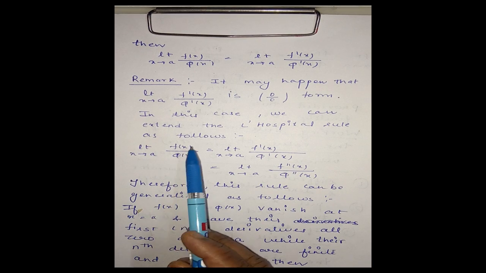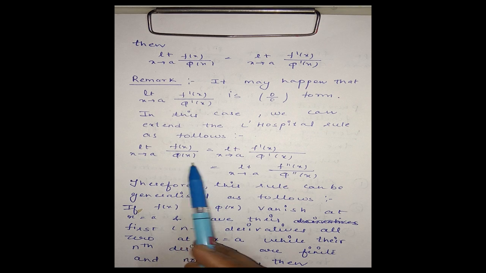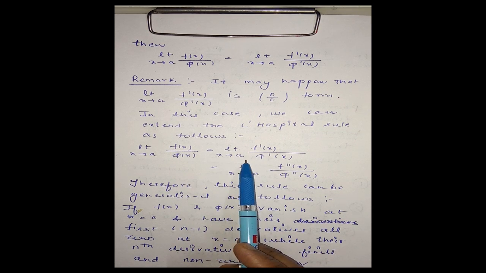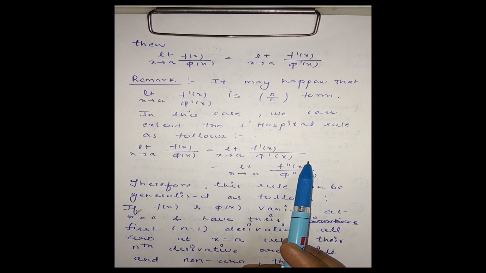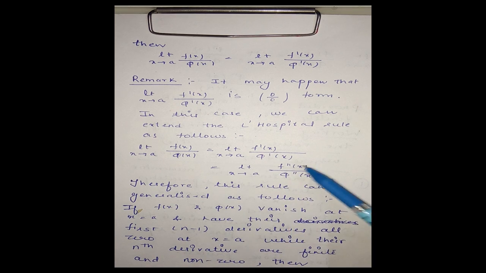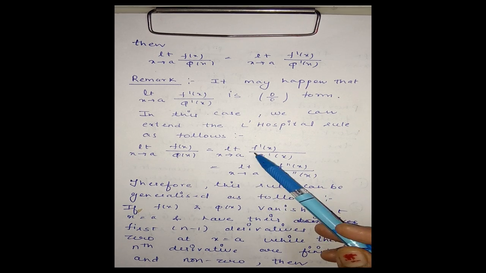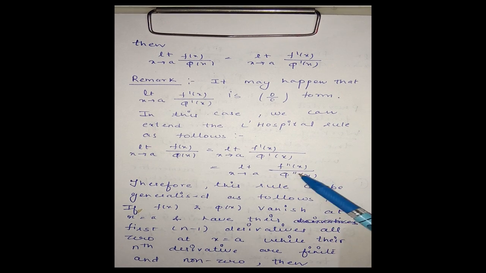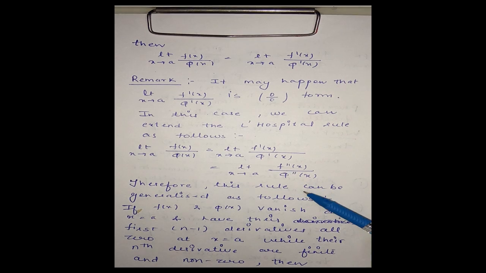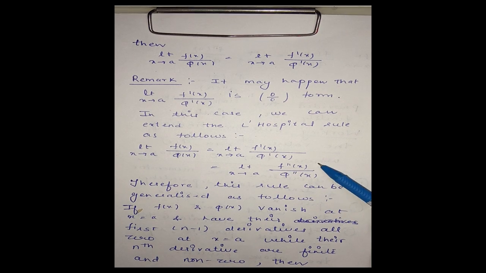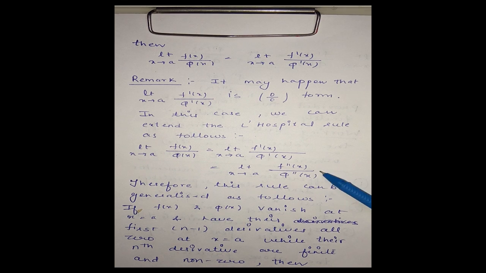Limit x tending to a, f of x divided by phi of x, which was equal to limit x tending to a, f dash x by phi dash x by L'Hopital rule. It can be further written as limit x tending to a, f double dash x divided by phi double dash x. Again we are differentiating numerator and denominator, taking second derivative of numerator and denominator, but separately, not applying the quotient rule of differentiation. Okay, clear?